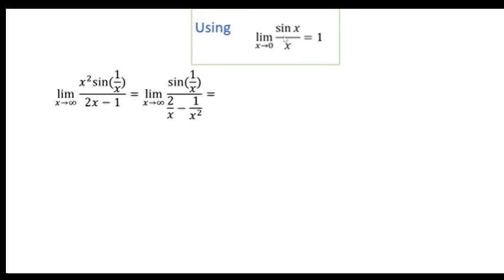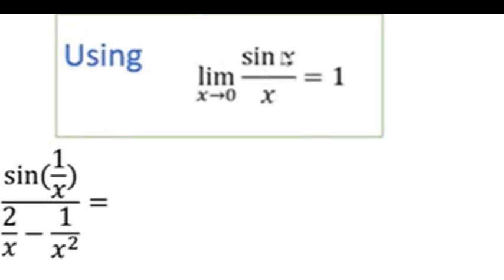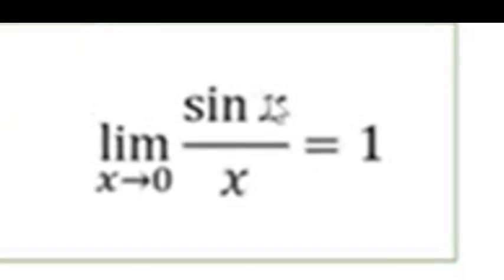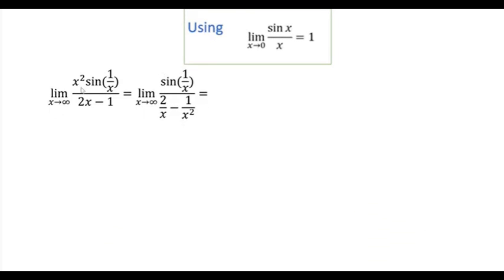This is our limit. How do we adapt it to use the special limit sin x over x when x tends to 0 equal to 1? I have a problem with 1 over x. So I change 1 over x into something else, I call it y, for example. So I need to divide by x squared to have 2 over x, which will be 2y, and 1 over x squared will be y squared. And as x tends to infinity, with y equal to 1 over x, y will go to 0.